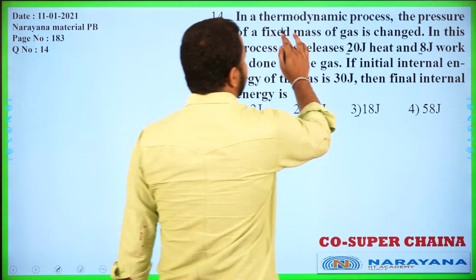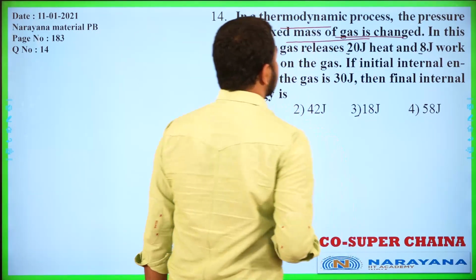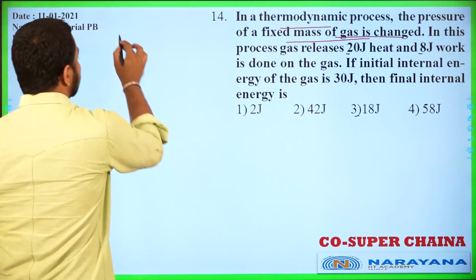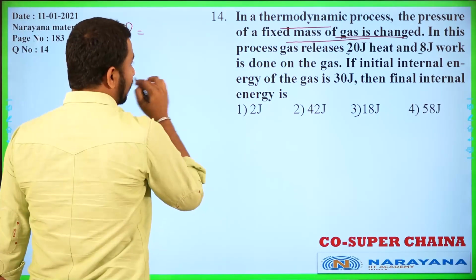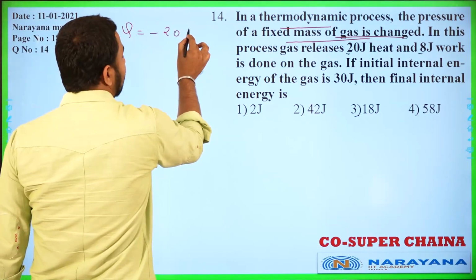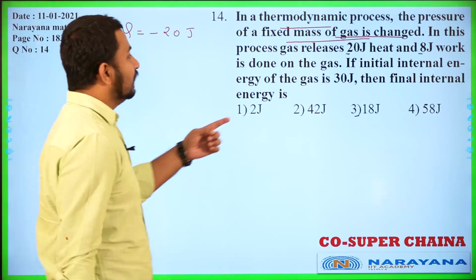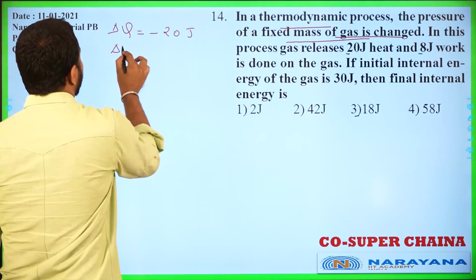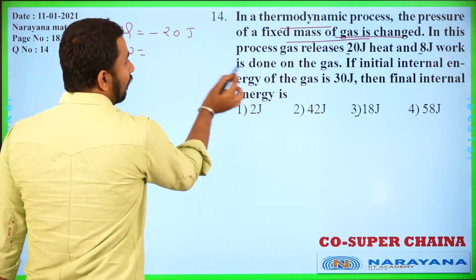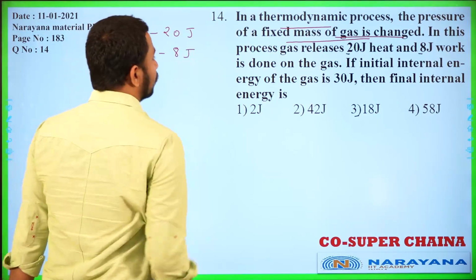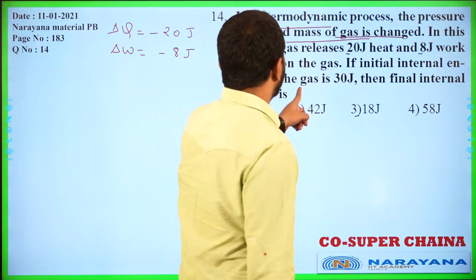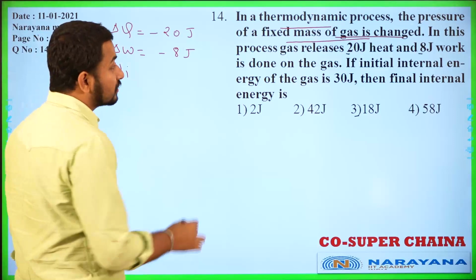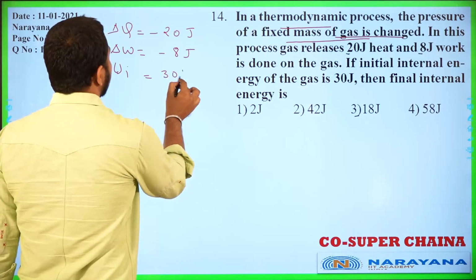Here in a thermodynamic process, the pressure of a fixed mass of a gas is changed. In this process, the gas releases energy, so Q is released here. Be careful with the symbol, it will be minus 20 joule. And work is done on the gas, so again, be careful with this symbol. Work is done on the gas, so it will be minus 8 joule. The initial internal energy, U initial, is given to us as 30 joule.